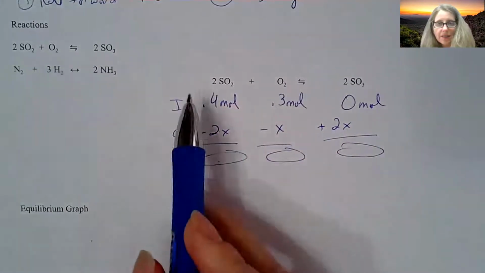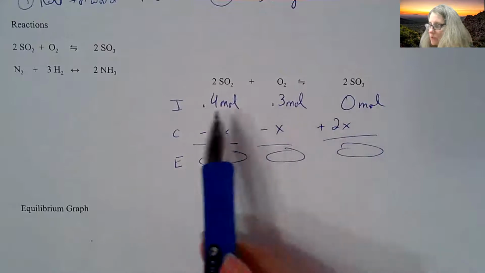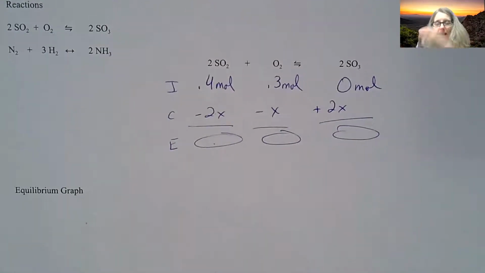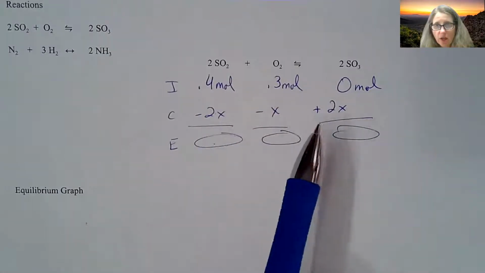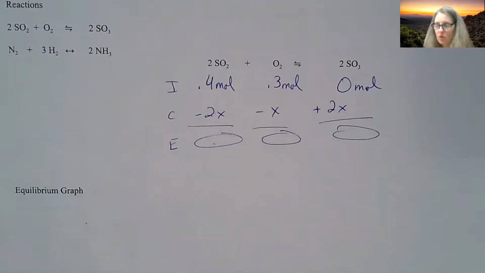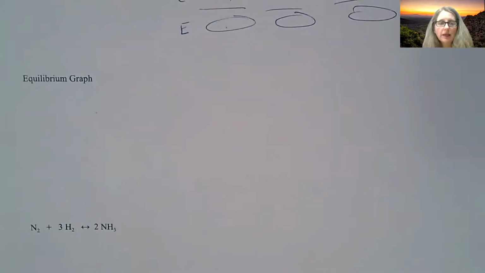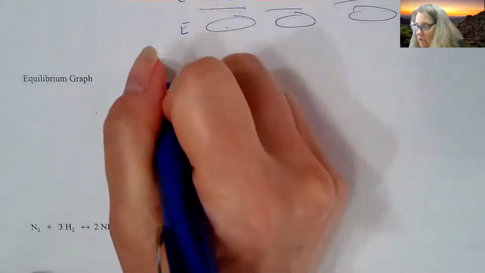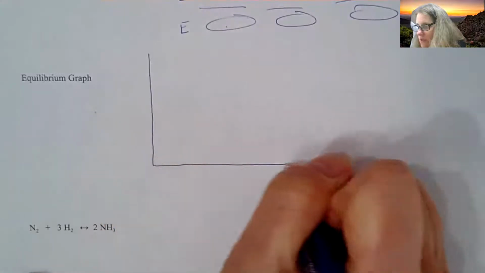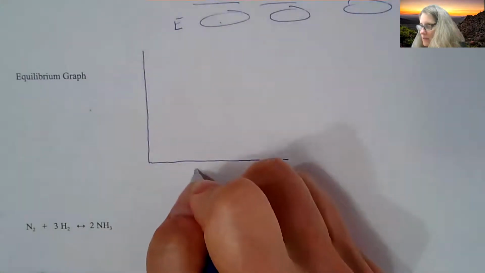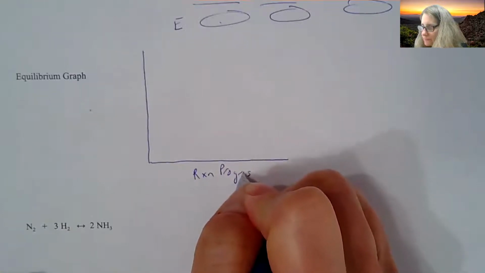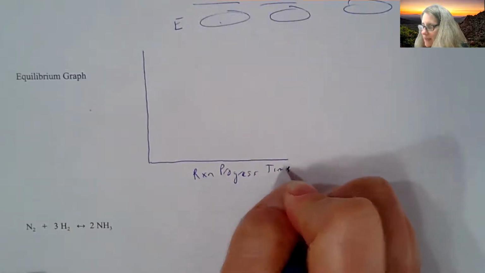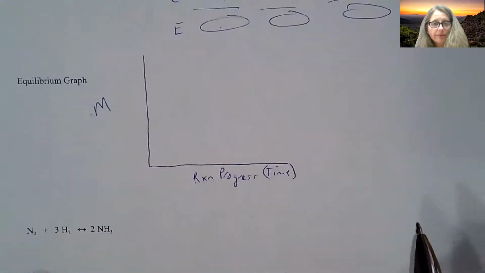What we're going to talk about is an ICE table. And what we're going to do is take a look at how these reactants and products change as equilibrium is established. So what exactly does equilibrium look like in graph form? Draw yourself a very simple XY axis here. And down on your X, write reaction progress, or again, write down time, okay? And then over here on the left, write down molarity.